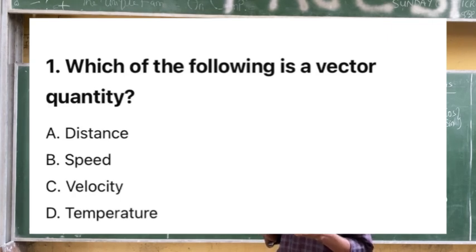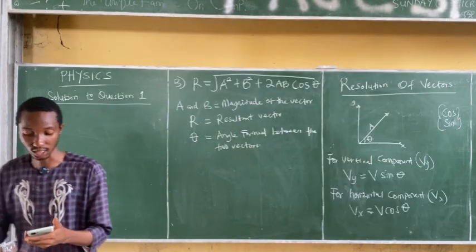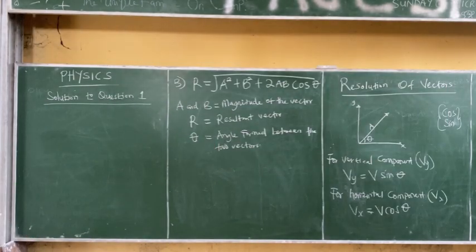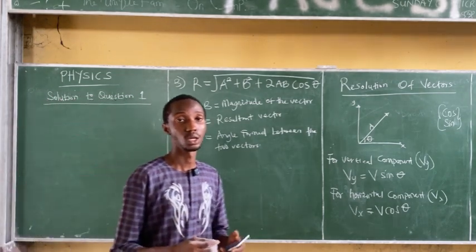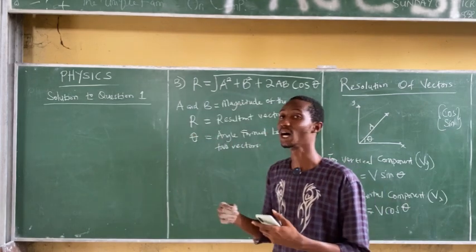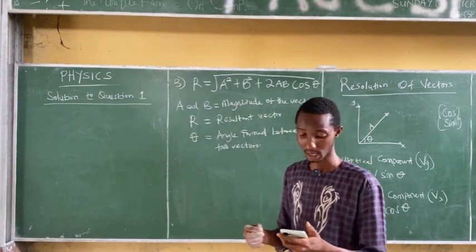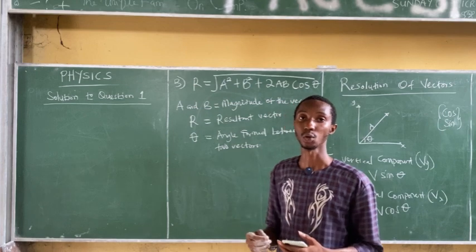temperature. Option A we have distance, option B we have speed, option C we have velocity, and option D we have temperature. Now, don't forget, when they say vector quantity, it has both magnitude and what? Direction. The correct answer is option C, velocity, because velocity has both magnitude and direction, unlike distance, speed, and temperature.